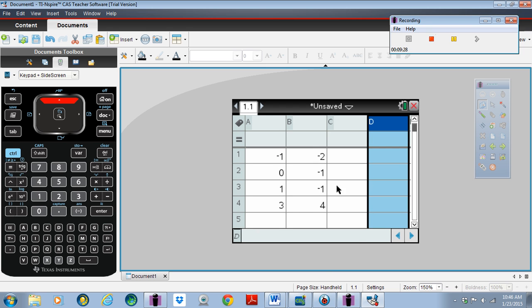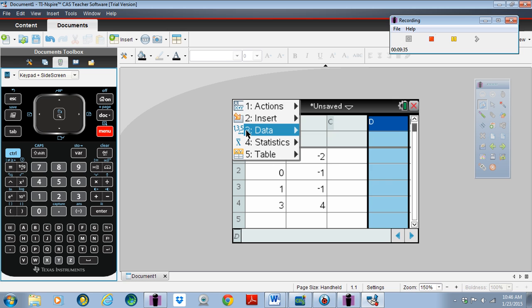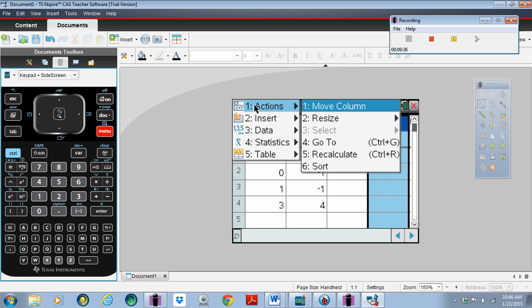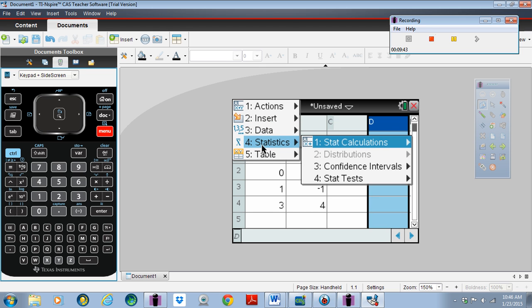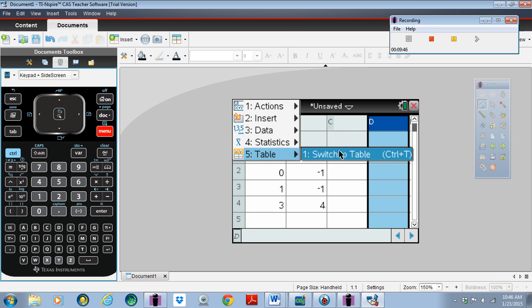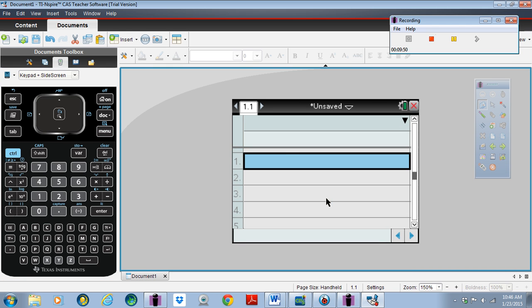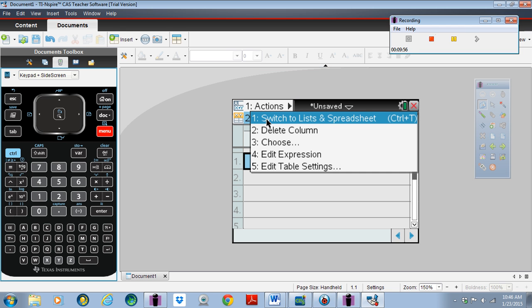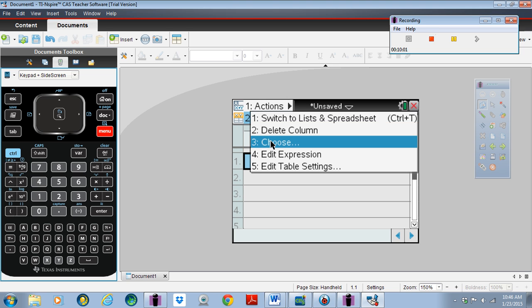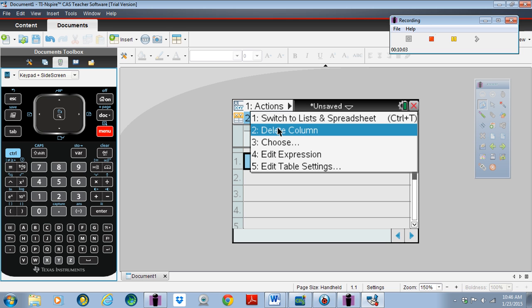Let's see if I have menu. Let's go to menu. Actions. Calculate, move column, insert, data, stat. Oh, let's see table. Switch to table. Okay. No, that didn't work. Let's try that again. Menu. Go to table. Switch to list and spreadsheet. Delete column.